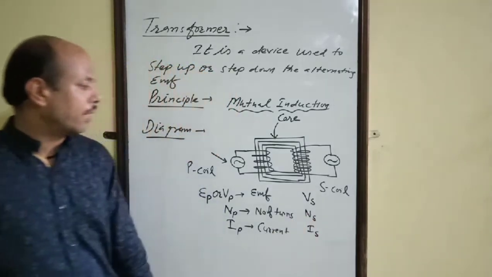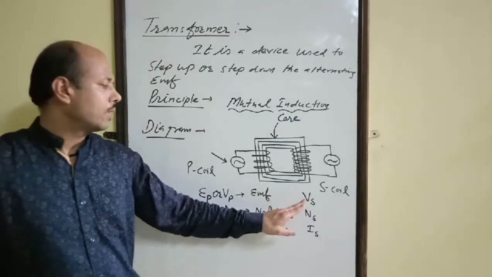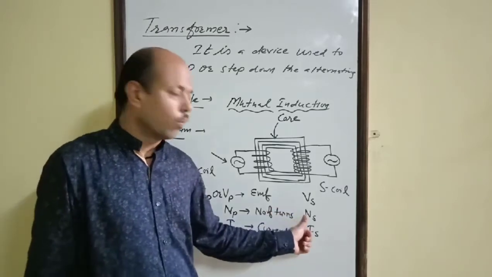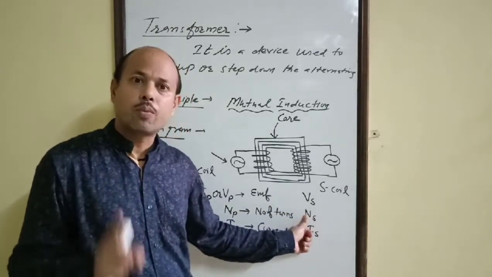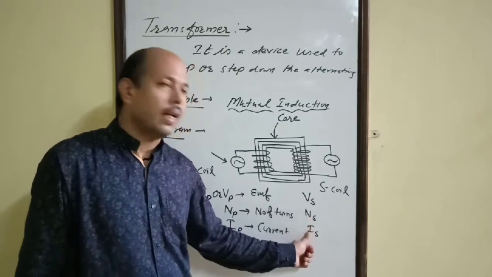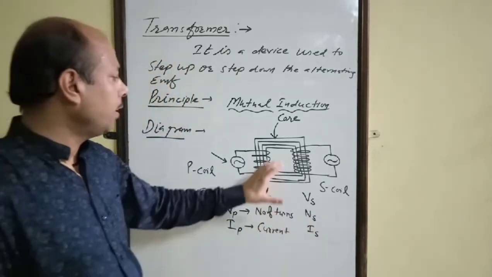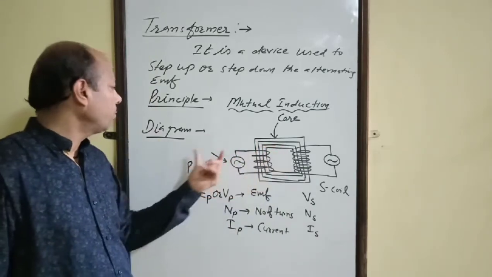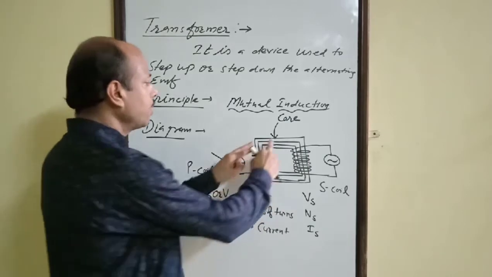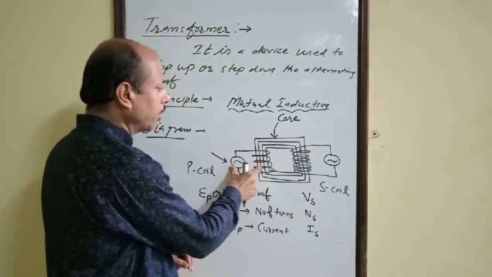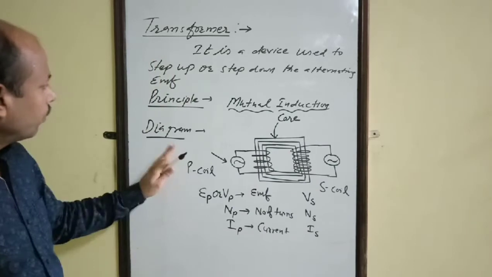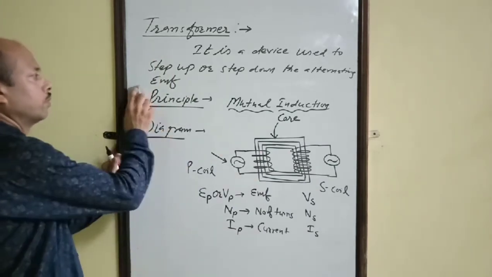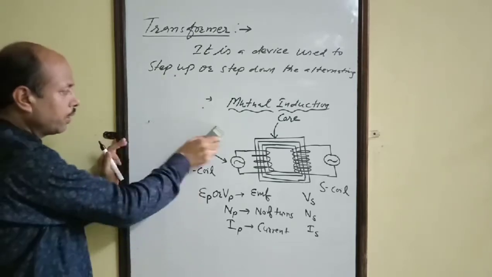So now you can easily understand what VS is. VS is the voltage or EMF of the secondary coil, NS is the number of turns in the secondary coil, and IS is the current flowing in the secondary coil. So that is the basic introduction and diagram of a transformer, and this is known as the transformer core. This is the primary coil, this is the secondary coil. Now we are going to discuss the theory part of the transformer. I think you are understanding this topic easily.